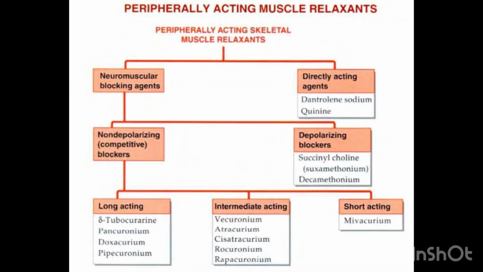So under intermediate acting, don't forget, we have a mnemonic: very rough car. If you want to remember the intermediate acting agents, remember very rough car. The first one is PDP, which I said is a political party in Nigeria. The second one is very rough car. What is the very here? Vecuronium. What is the rough there? Rapacuronium. So you have vecuronium, you have rapacuronium.